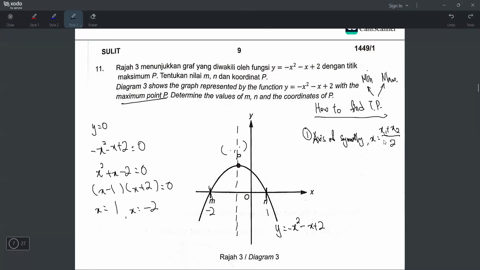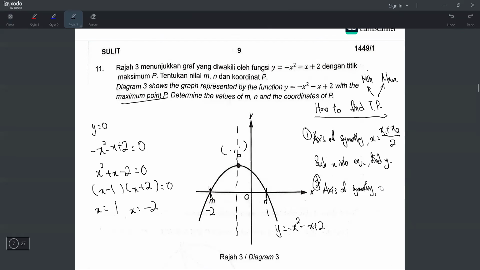And after you get that, you will know the x coordinate of the turning point. But how to find the y coordinate? Sub x into the equation and then find y. And the y is also known as the maximum value or the minimum value depending on the shape. The y we call the maximum value for this. Okay, second method, you also find the axis of symmetry.